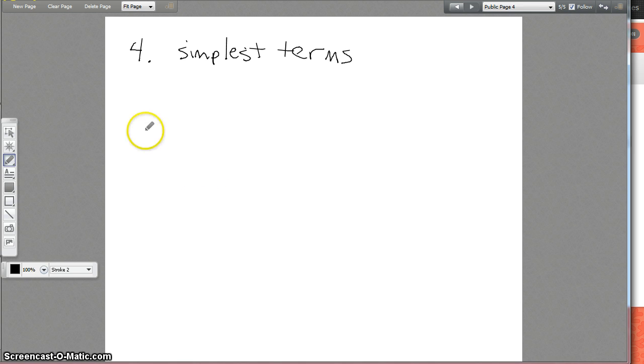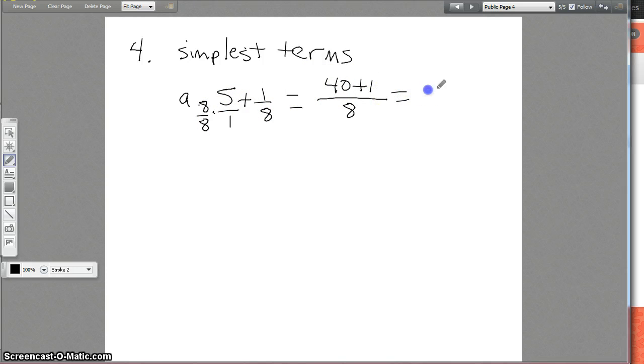Okay, so let's do part A, which is 5 plus 1/8. Okay, 5 is really a fraction over 1. Let me make that look more like a 5. We need a common denominator of 8. So I'm going to multiply this by 8 over 8. So when we start to write our numerator, we start with 8 times 5. That's 40. Plus 1. So we get the fraction 41/8.